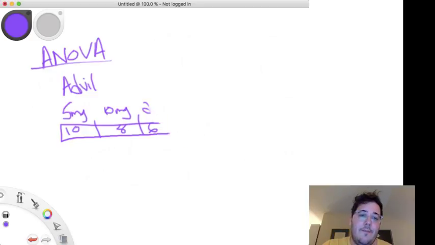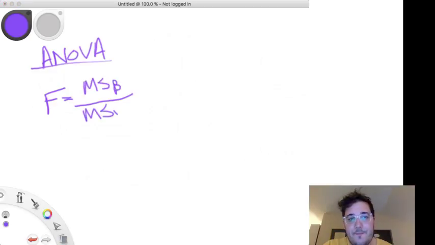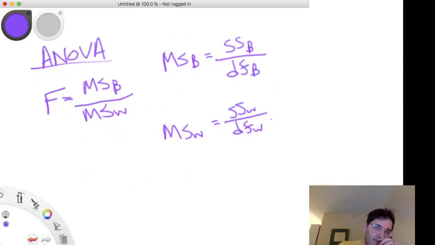So the main test for the ANOVA is the F test, where F equals the mean square between divided by the mean square within. That's how you calculate F. The mean square between equals the sum of squares between divided by the degrees of freedom between, and the mean square within equals the sum of squares within divided by the degrees of freedom within. The sum of squares are given to you, and the degrees of freedom you have to calculate.